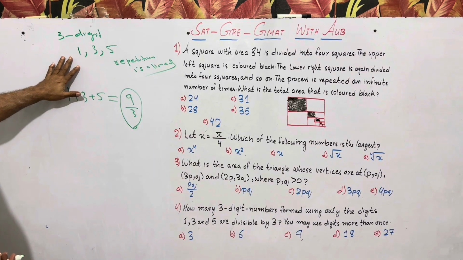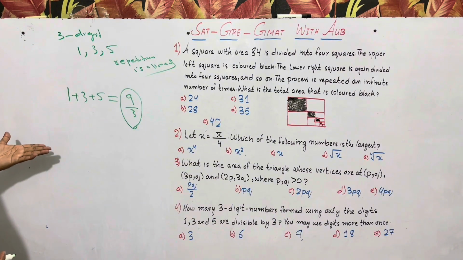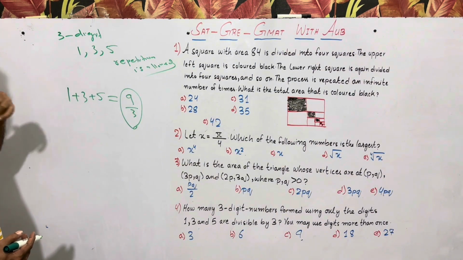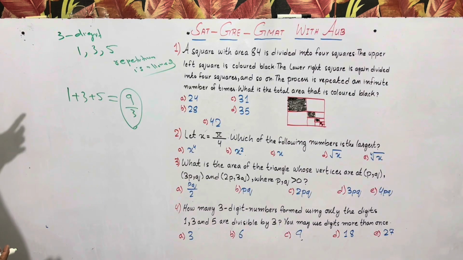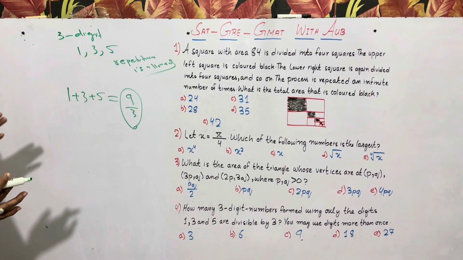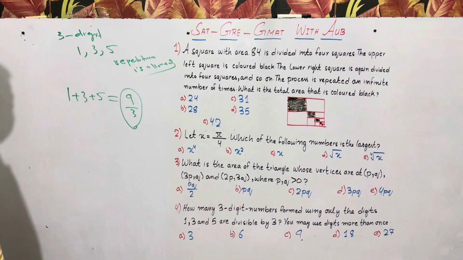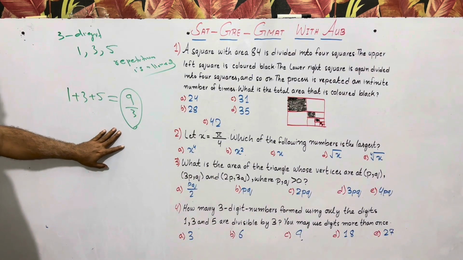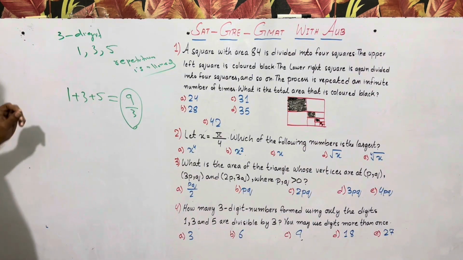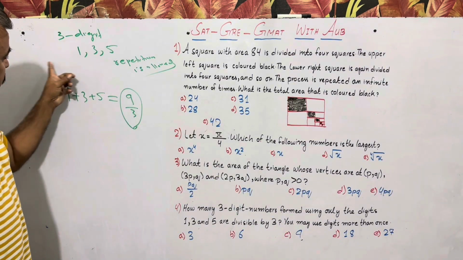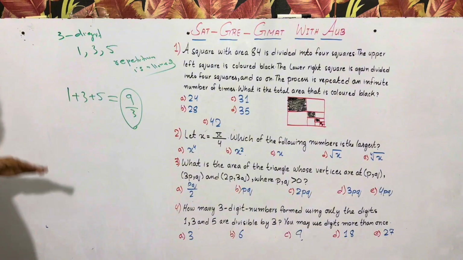We are asked to find how many 3-digit numbers are possibly formed by using the digits 1, 3, 5, even if repetition is allowed, that must be divisible by 3. We add up all the 3 digits, 1 plus 3 plus 5, they are 9. 9 is divisible by 3. So all the numbers formed by using each of these digits exactly one time give us a number that is divisible by 3.